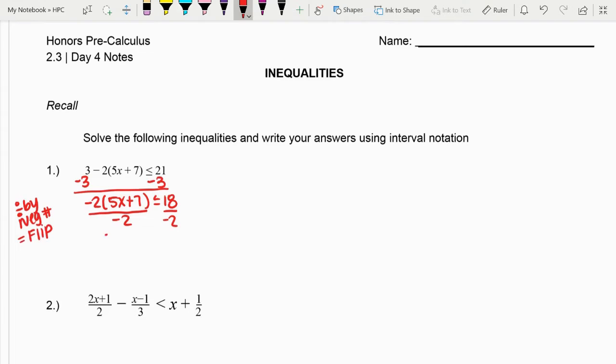Okay, so now I have 5x plus 7 is greater than or equal to -9. Move the 7 over. So we have x is greater than or equal to -16 over 5. So if I want to write that in interval notation, we're going to have a bracket, -16 over 5, comma, infinity.